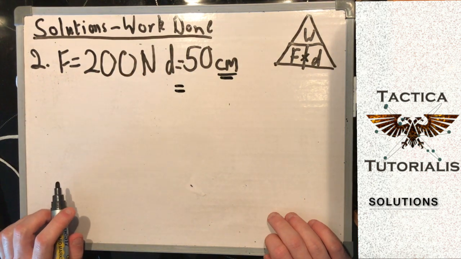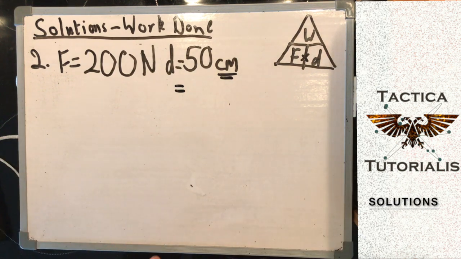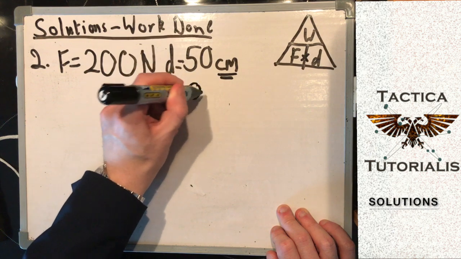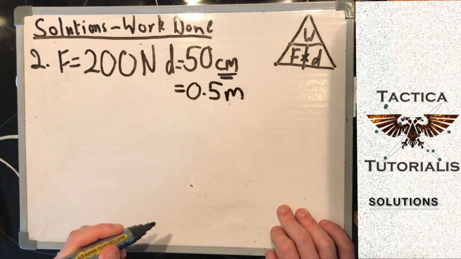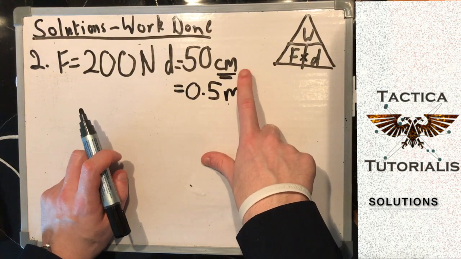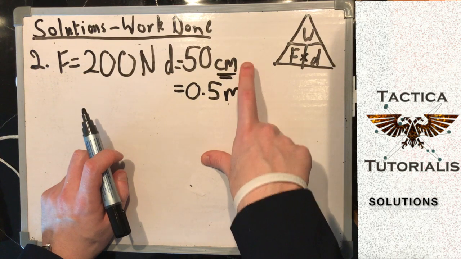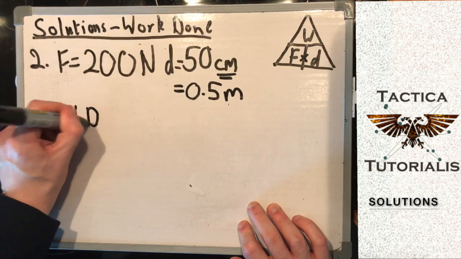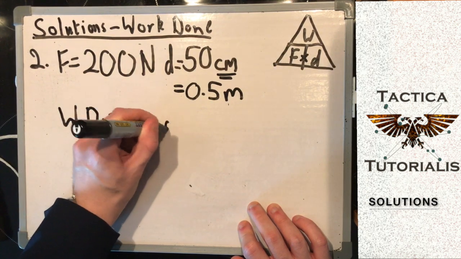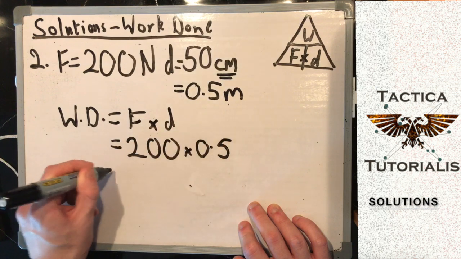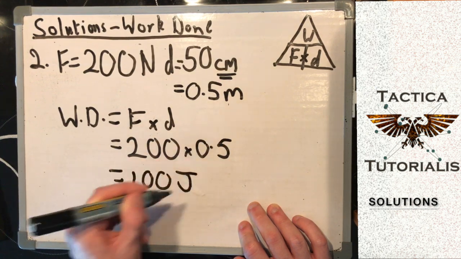So if you're going centimeters to meters, if you look at a meter ruler or a tape measure, you would see that there are 100 centimeters in a meter. So we need to divide this number by 100 to get 0.5 meters. That's really, really important, and it's why you've got to read your units very, very carefully. So it says it's in centimeters, you need to get it into meters. From there, the question proceeds in the same way. Work done equals force multiplied by distance equals 200 multiplied by 0.5 equals 100 joules.